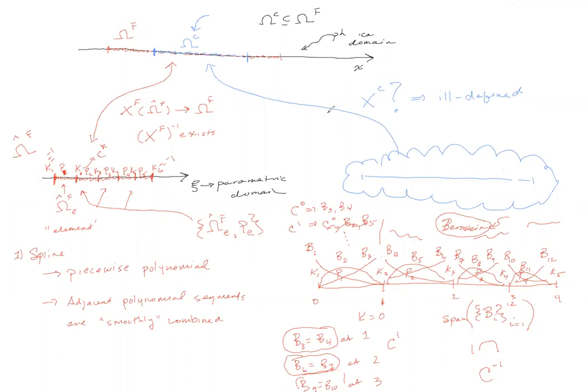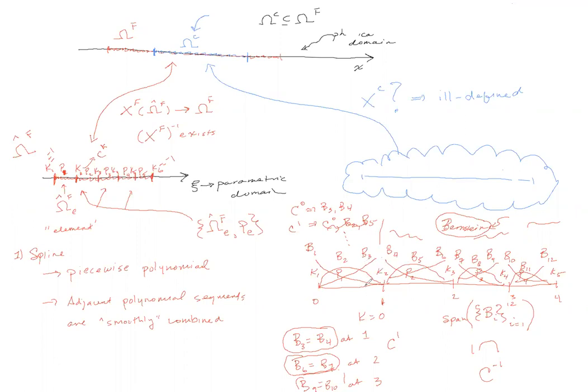What I'm saying is there is a linear relationship between B2 and B3. You have to combine them such that the slope of the resulting polynomial segment matches the slope of the polynomial segment created by B4 and B5. That's what C1 continuity means.